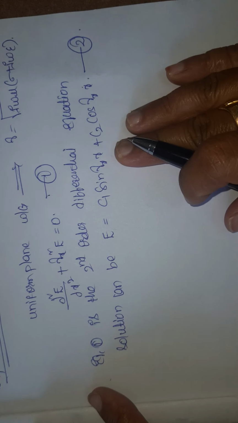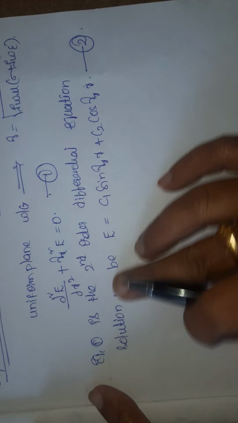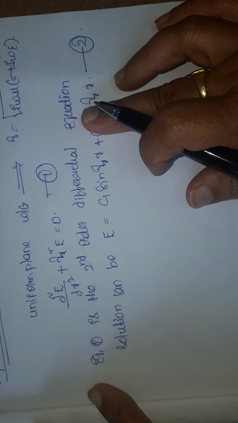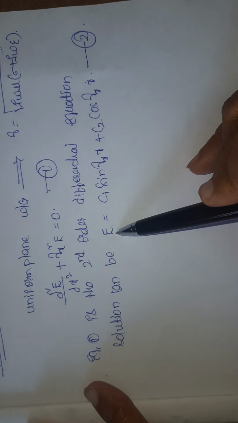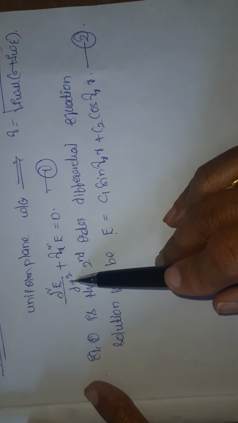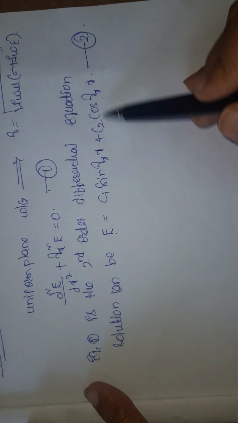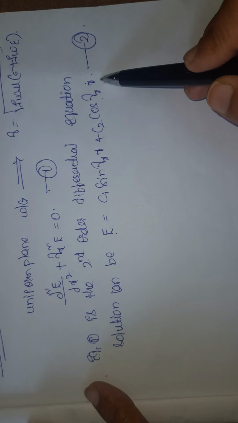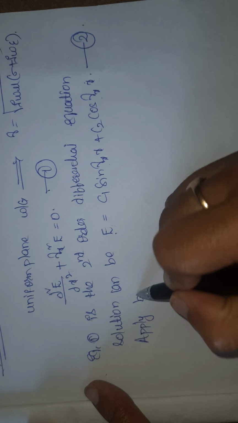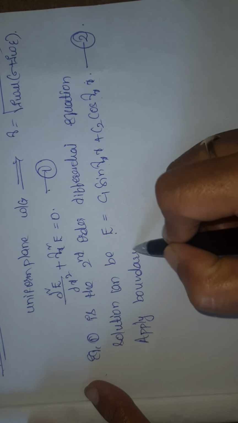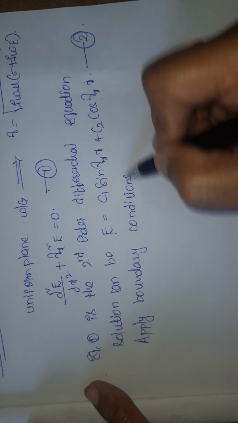This is already a finalized solution. This is the standard solution for any second order differential equation. If we are having H, you have to write H is equal to C1 sin gamma x of x plus C2 cos gamma x of x. Now apply boundary conditions, and these boundary conditions are already studied in the subject EMTL, so I am not going to discuss them in detail here.